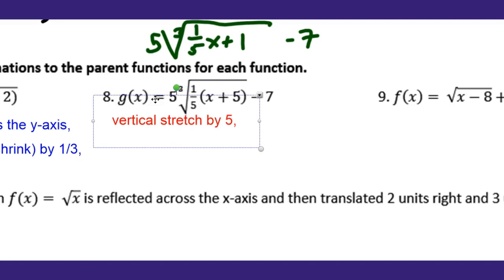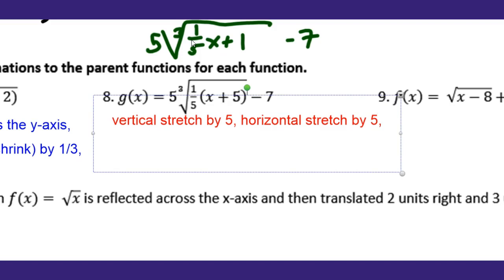And then the 1/5 right here, remember, use the reciprocal. Just like over here we had 3x and we used the reciprocal and got 1/3. But right here we have 1/5, so the reciprocal would be 5. So that's going to be a horizontal stretch by 5.